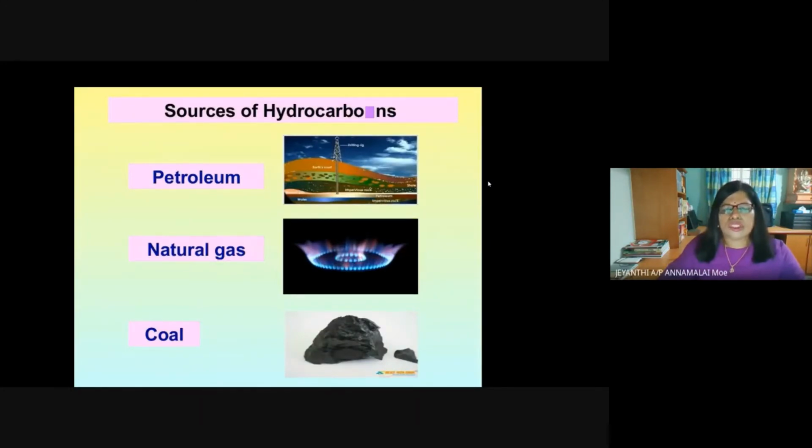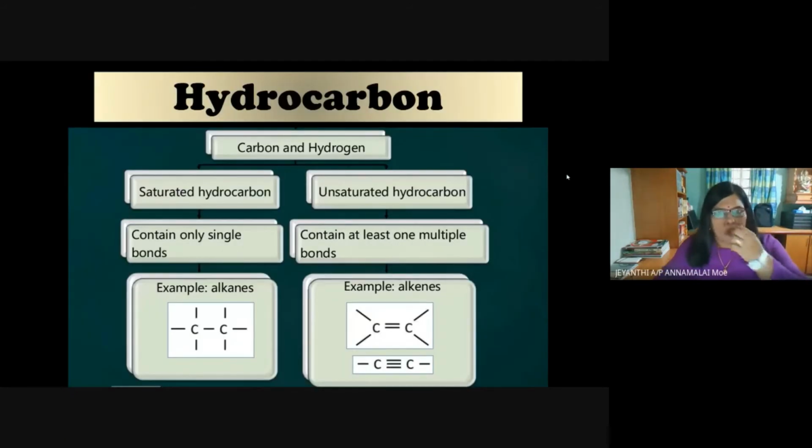Okay, sources of hydrocarbon. Where can you get hydrocarbon from? From the earth's crust. Petroleum, then natural gas. Natural gas is also underground. Usually when you are digging for petroleum, one layer on top will be natural gas. So when they find that the earth's crust has petroleum, they usually take out the gas first, and then they dig the petroleum. Coal is another source.